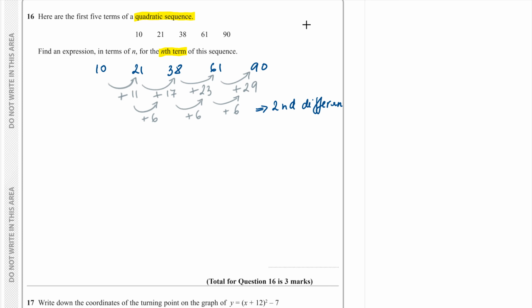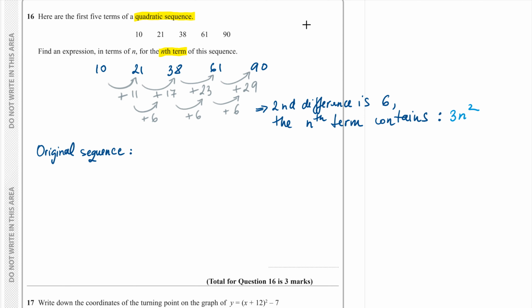If the second difference is 6, the nth term contains 3n squared. Notice that half of 6 is 3. Because the original sequence contains 3n squared, we're going to subtract this and see what the leftover is. Listing out the original sequence, we have 10, 21, 38, 61, 90.